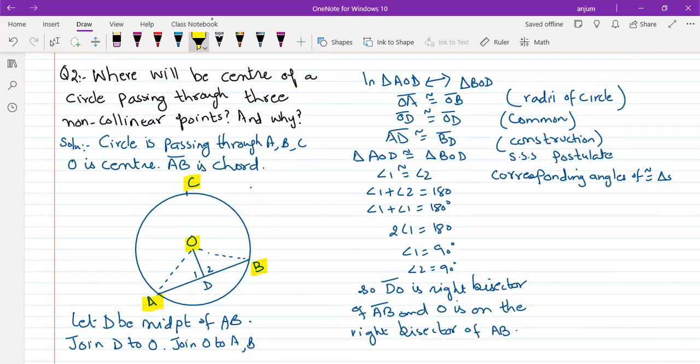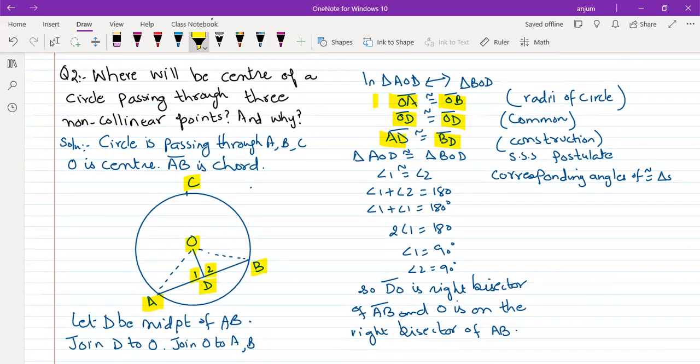So the circle is passing through A, B, and C, and O is its center, and we have drawn a chord AB, and we have taken a point D and let this be the midpoint of AB. Then we join D to O, and also we join O to A and B. Now we will take the correspondence of these 2 triangles, in which we have also taken 2 angles, angle 1 and 2. We can see from the diagram that OA is congruent to OB because they are the radii of the same circle. Similarly, OD and OD are congruent because they are common, and AD and BD are congruent because D is the midpoint, as we have taken in the construction.